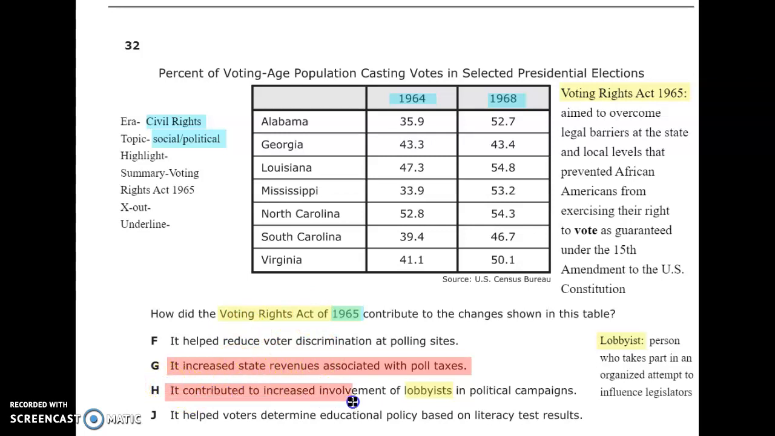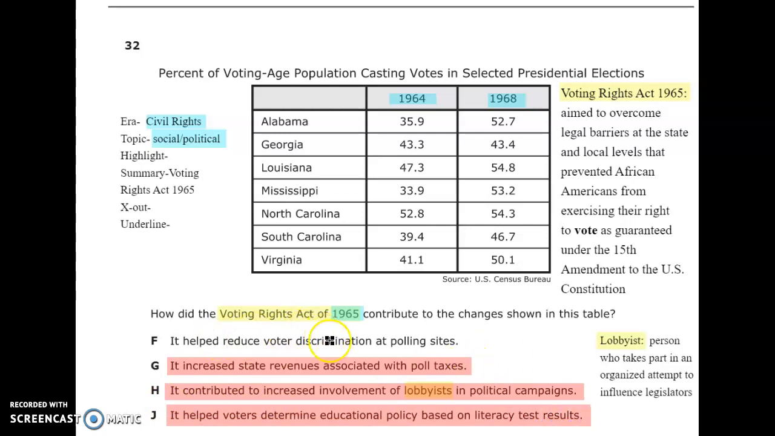H, it contributed to the increased involvement of lobbyists in political campaigns. Lobbyists right here, it's a person who takes part in an organized attempt to influence legislatures. So nowadays you could think of like big oil lobbyists who will have people who are attempting to influence legislators to help out their goals, their company's goals.